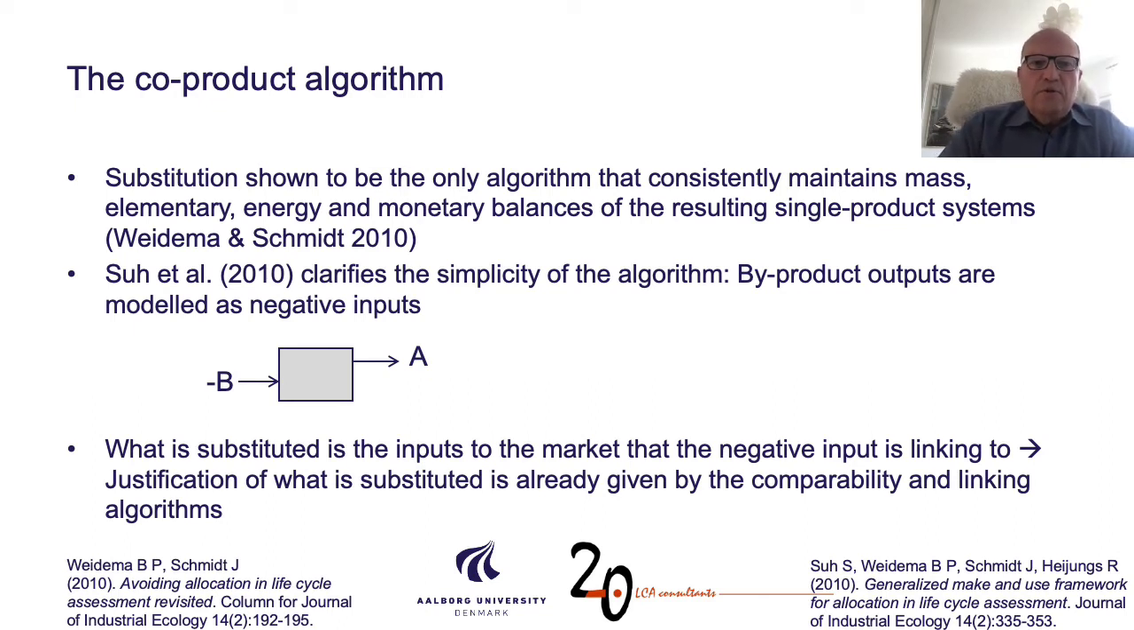What is substituted by B is the input to the market that the negative input is linking to. So we already know, when we're asking for more of B, what is the output from that market. So just having that with a negative sign, it is the same processes that are affected. So the justification of what is substituted is already given by the comparability and linking algorithms for the positive supply.